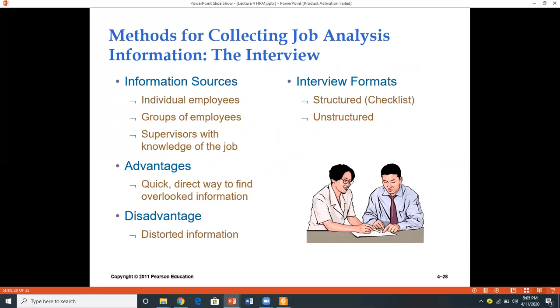Methods for collecting job analysis information: the interview. Information sources: individual employees, groups of employees, supervisors with knowledge of the job. Interview formats: structured, checklist, or unstructured. Two types. Advantage: a quick, direct way to find overlooked information. Disadvantage: distorted information.